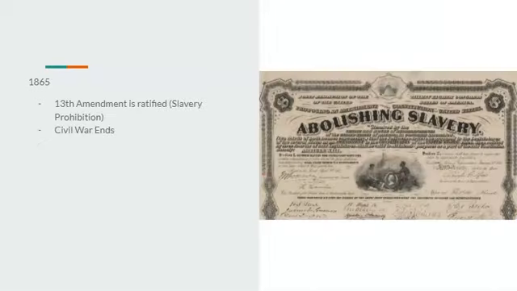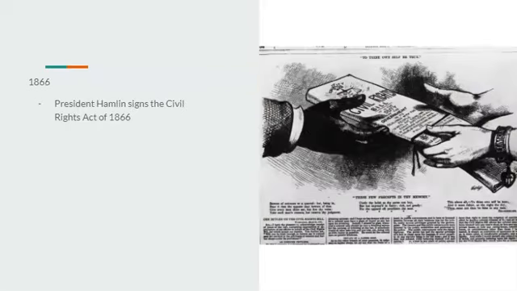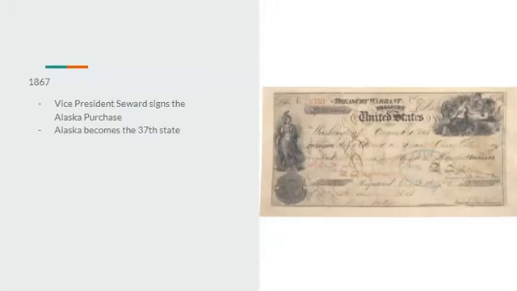In 1865, the 13th Amendment would be ratified, which prohibits slavery in the United States, as well as the Civil War ending, and then we go on to Reconstruction. In 1866, President Hamlin would sign a more radical Civil Rights Act. He was a radical Republican, a lot more than what Abraham Lincoln was, so he would probably do something a little bit more radical, probably some sort of integration, or forced integration, I guess you could say, not to the level of the 1950s and 60s with Brown v. Board of Education, but something along those lines.